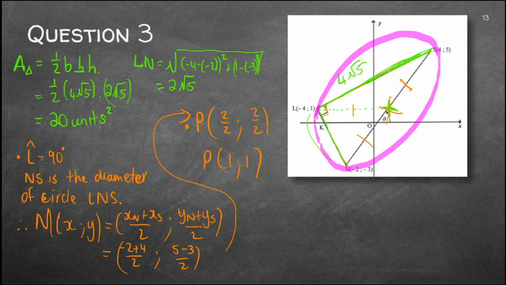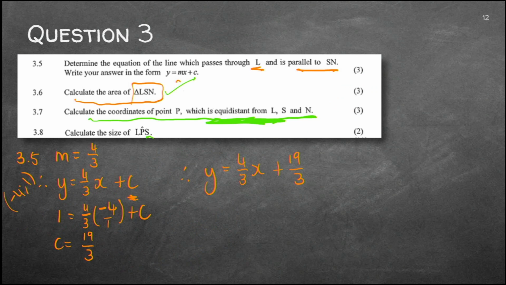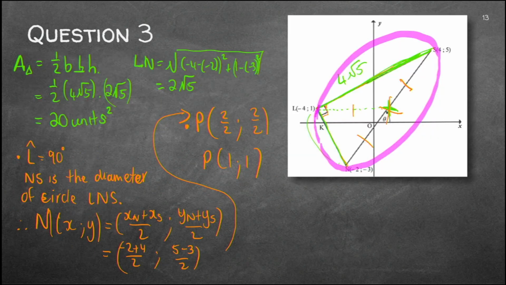Right, last question. Calculate the size of LPS. Let's go back. So let's quickly just draw in P here. So if that's P, L, P, S. But if this is the center of the circle, this angle will be double this angle. Why do I say that? Angle at the midpoint twice the angle at circumference. Think Euclidean.